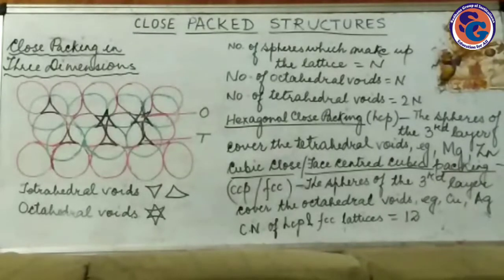In this figure, which you can see, the red color spheres indicate the first layer and the green ones indicate the second layer. The tetrahedral voids can be distinguished from the octahedral voids. The tetrahedral voids appear to be triangular in shape, and the octahedral voids appear star-like in this figure.